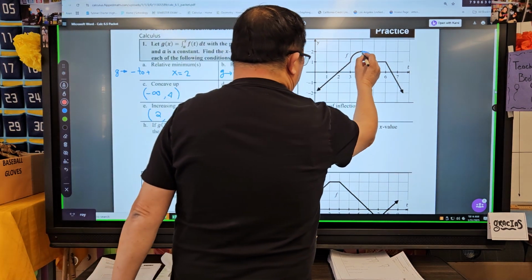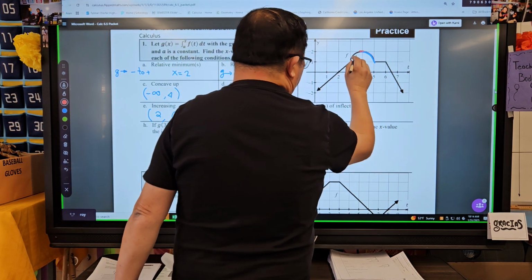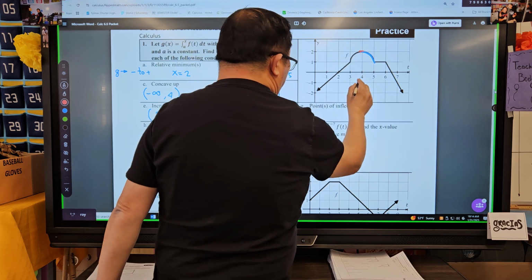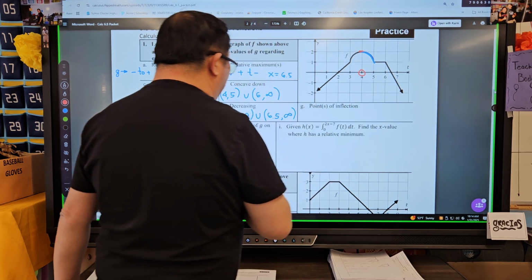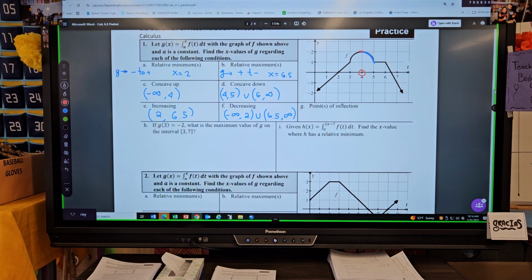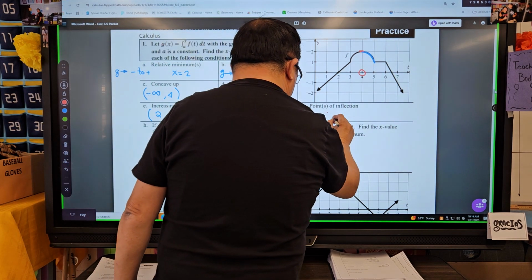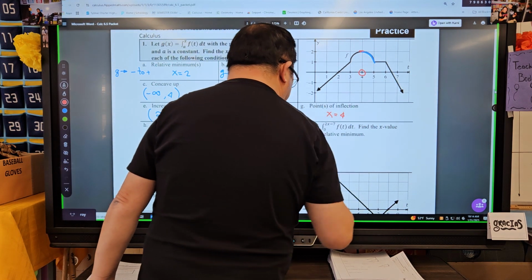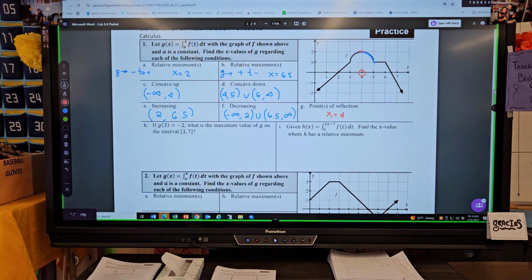So right here, it changes sign from positive to negative. So of course, at the value of x equal to 4, okay? x equals 4. And that is the point of inflection.